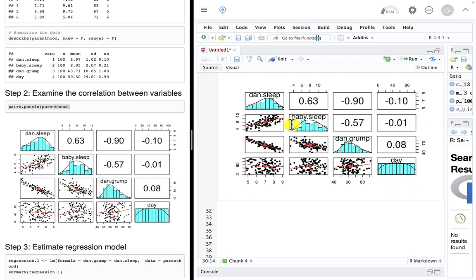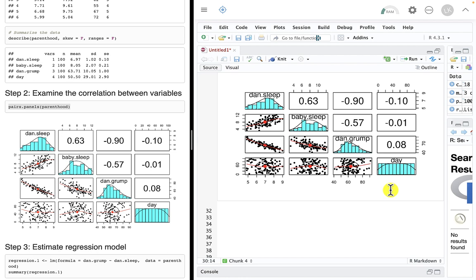You don't see a huge outlier anywhere in there. I would agree that a box plot would be a little easier to see outliers with, but it just gives you a nice view of what the data looks like. There's nothing hunky going on here, but look at day. Day, on the other hand, is weird, right? It's just a flat uniform distribution.